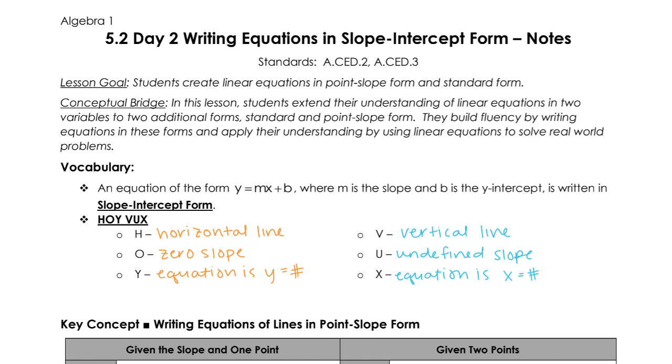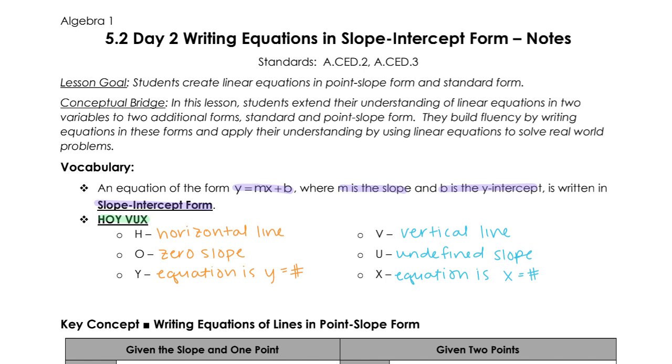An equation of the form y equals mx plus b, where m is the slope and b is the y-intercept, is written in slope-intercept form. This should be a review from 4.3. We also have HOY-VUX, which if you remember stands for certain things. This again comes from 4.3. This should not be new information at all.